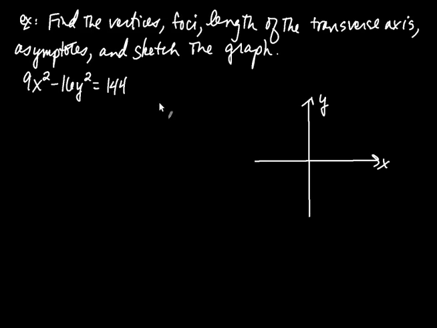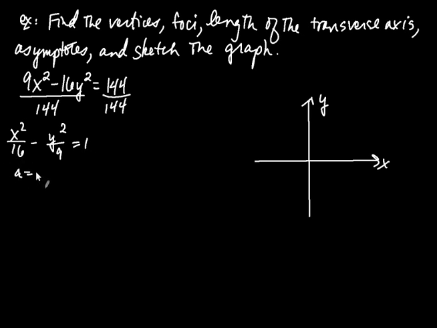So find the vertices, foci, length of the transverse axis, asymptotes, and sketch the graph. And here's the equation we're given. So the first thing to do is put this in standard form, and you do that by getting 1 on the right-hand side. In this case, dividing both sides by 144. So when we do that, we're going to get x squared over 16, take away y squared over 9 is equal to 1. So I see that my a is equal to 4, right?